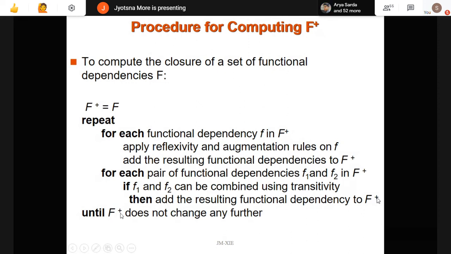Now, whatever reflexivity, augmentation and transitivity you have to apply, you apply until your F plus does not change. Once you are not getting any new functional dependency to add into the F plus, you have to stop. So that is just an algorithm given for you. If you are writing this in the exam, okay. If you are not writing it in the exam, it doesn't matter.